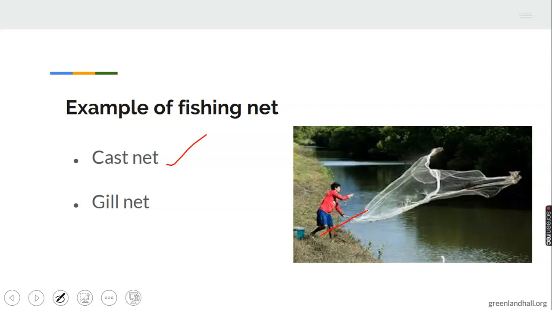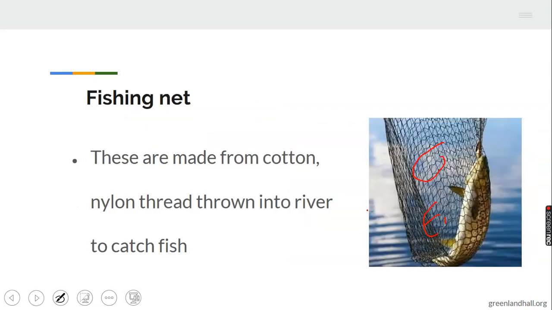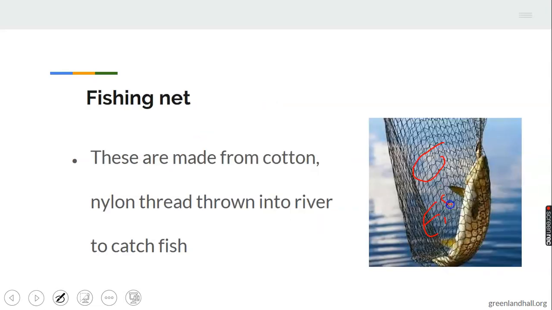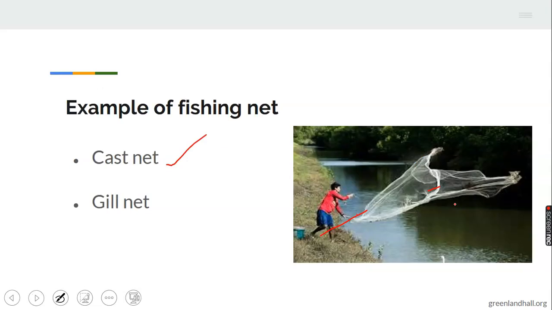Then fish within the circumference of the net are trapped and dragged into the boat. When the farmer casts the net, the fishes within the circumference where the net gets to are usually trapped, and the farmer brings out the fish. This is a very good example of it. A net was cast into the river here, and this is a result. This is the fish within the circumference of that net. Let's take note of that. That is cast net. The next one is gill net.